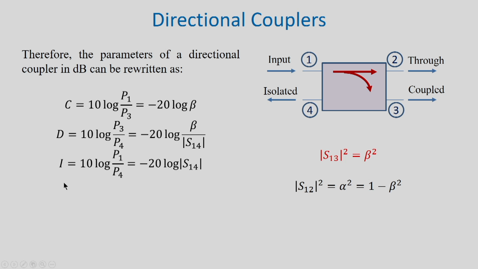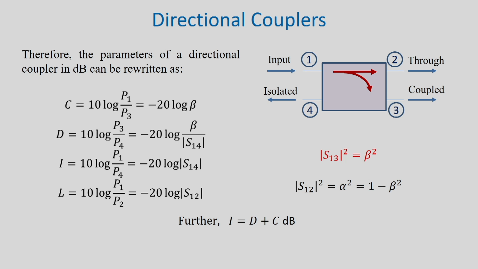Isolation I, we can write directly 10 log P1 by P4, and this will become minus 20 log mod S14, and insertion loss is 10 log P1 by P2, this is minus 20 log mod S12, and from here we find that S12 modulus is essentially alpha or under root 1 minus beta square.